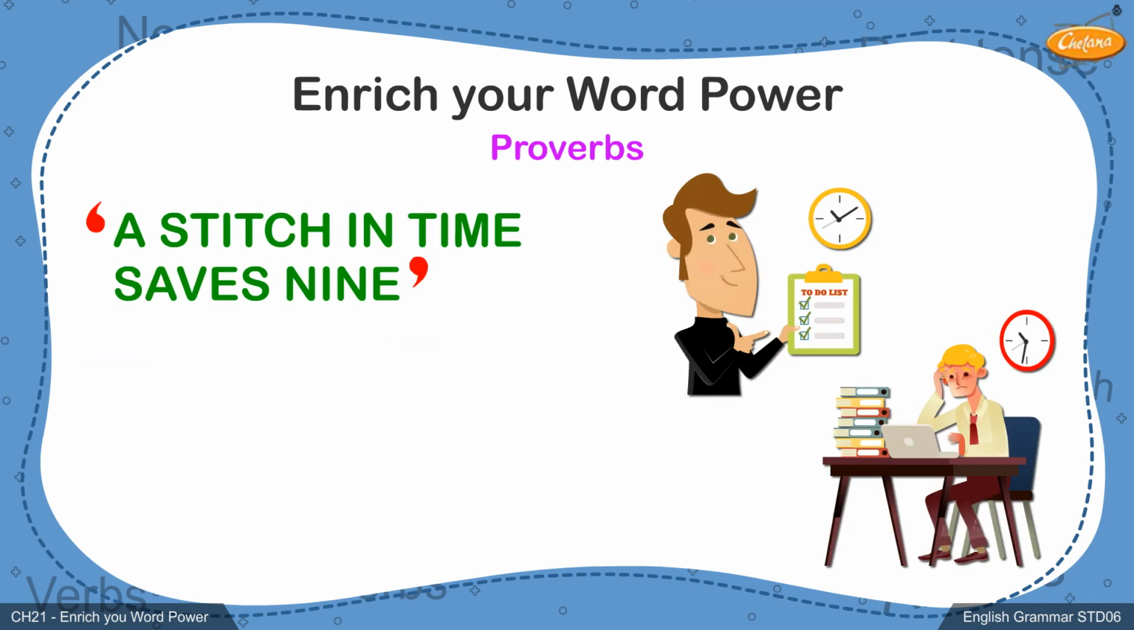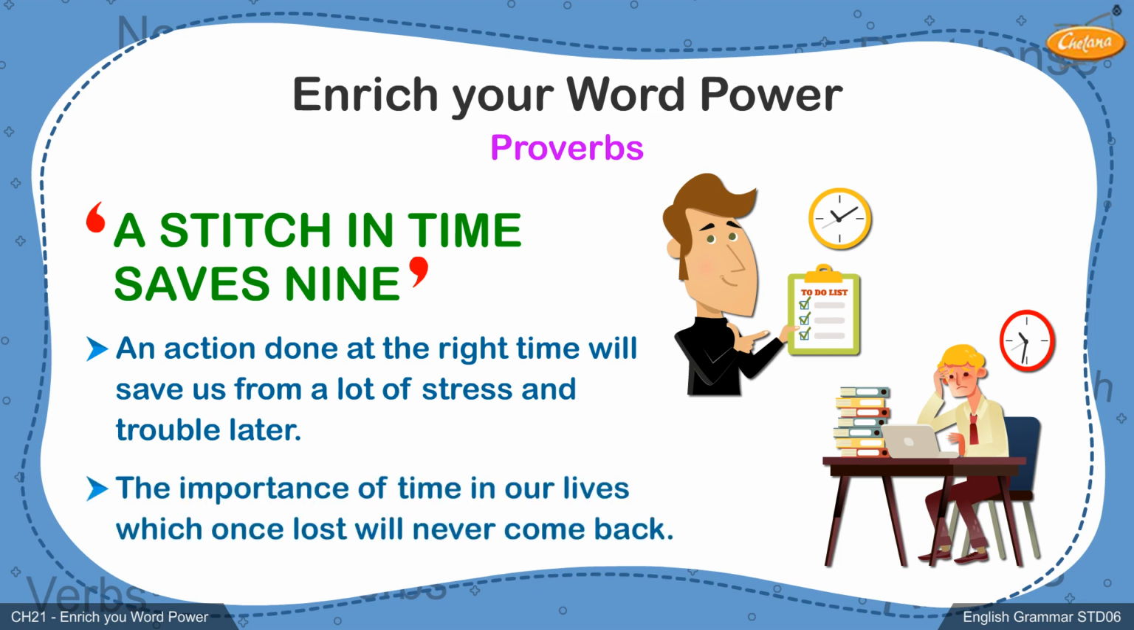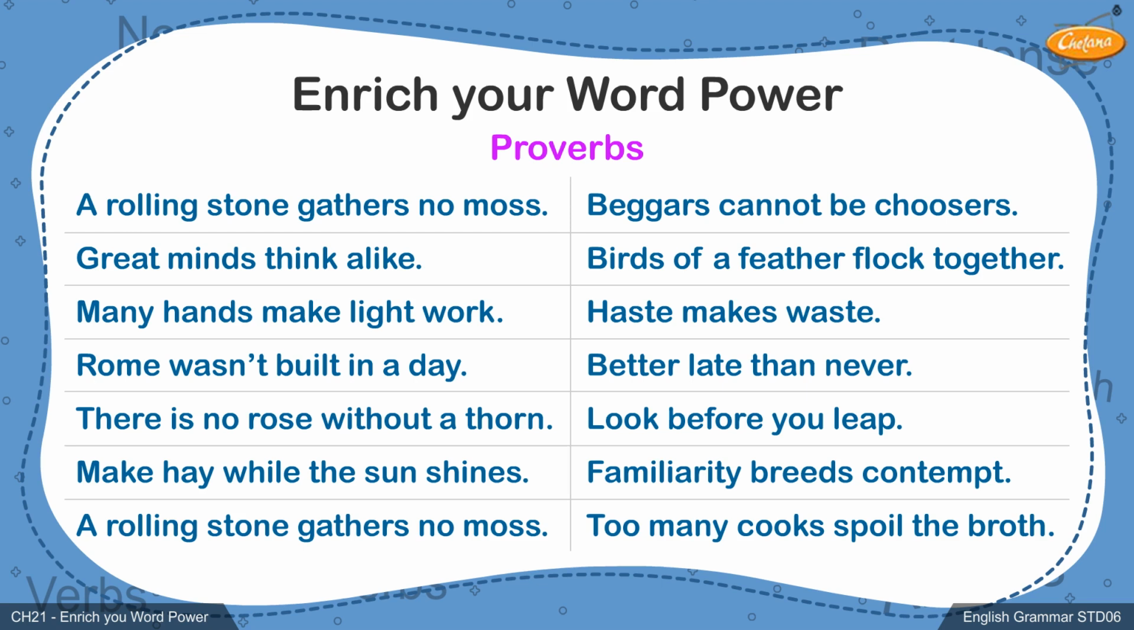A stitch in time saves nine. This is a very important proverb which means an action done at the right time will save us from a lot of stress and trouble later. It therefore highlights the importance of time in our lives, which once lost will never come back. You can go through the entire list of proverbs given in your book and find out the meanings of these proverbs.